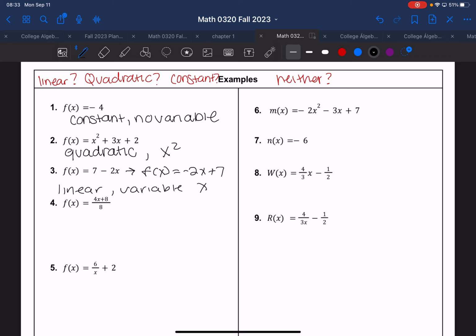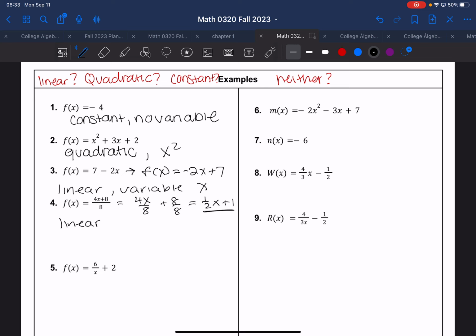It's still linear. Good. Why is it still linear? 4x. Good, because we could take that divide by 8, right? And we could simplify this. We could write this as 4x over 8 plus 8 over 8, which simplifies to 1/2 x plus 1. We know right away that that 1/2 x plus 1 is linear. It's easier to see that way than it is to see in that fraction.